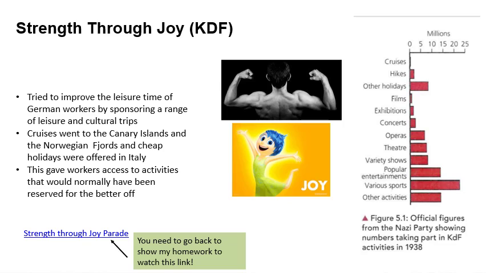All right, and these would be free, so they wouldn't have to pay for these things, or they'd be massively subsidised, so they get a huge discount on them. Okay, you've got hikes, holidays, films, so going to see a film, basically cinema trips, exhibitions, concerts, operas, theatre, variety shows, popular entertainments, various different sporting activities, you know, football and things like that, and other activities. So a lot was put on through the Strength Through Joy programme, with basically the idea being that the stronger person is created because they have joy in their life.